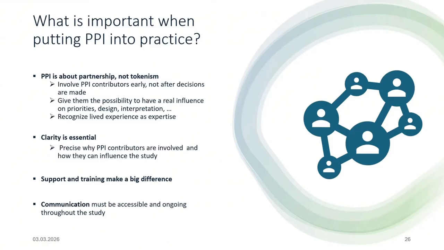Throughout the whole process, it's very important to be very clear about their implication, tasks, and how they can influence the study. You can really make a difference when you support them throughout the process and you offer them a training to give them some expertise about PPI and research. And communication should be accessible and ongoing throughout the study to keep them involved and informed.